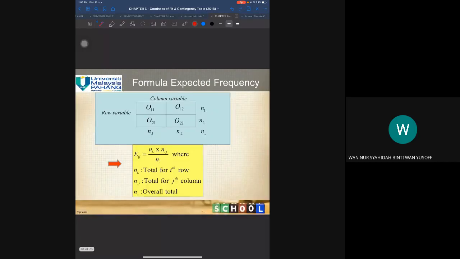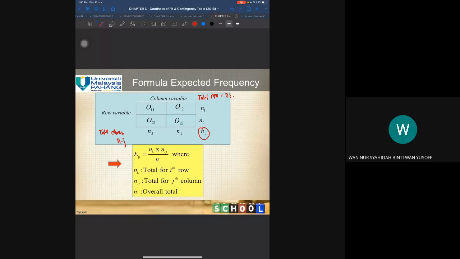By formula, the total of row i is denoted by n_i dot, the total of column j is denoted by n dot j, and the total number of data is n double dot. So your expected frequency, as I mentioned, is the total row multiplied by the total column, divided by the total data.